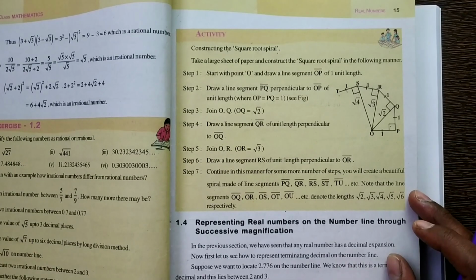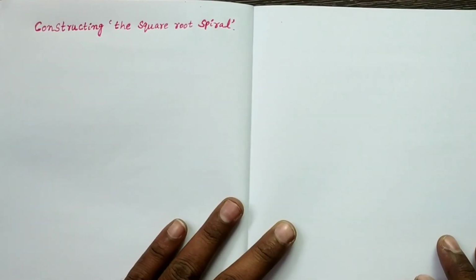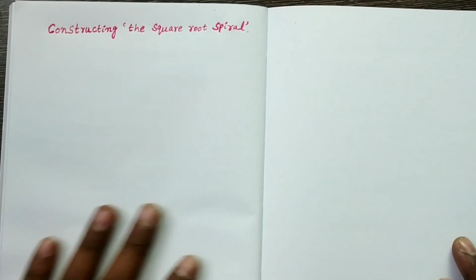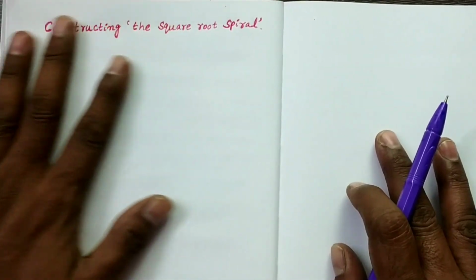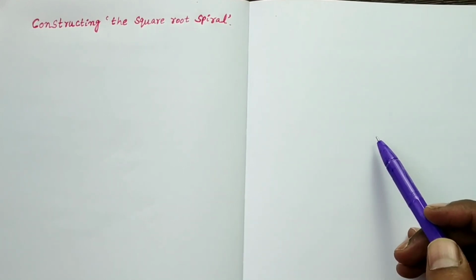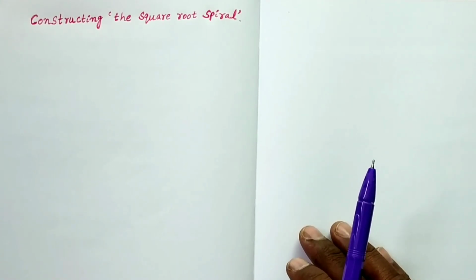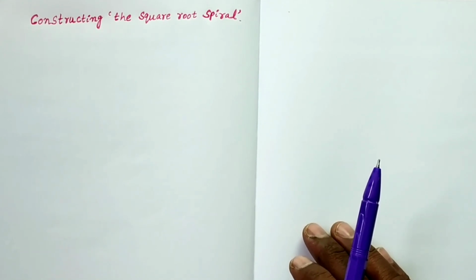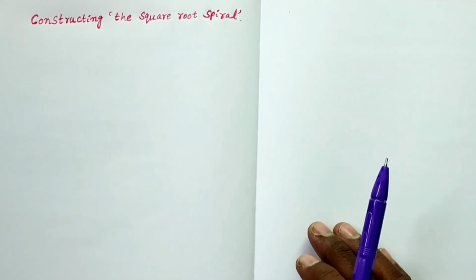Hi, this is Madhubabu. Constructing the square root spiral. By using right angle triangles, we can construct the square root spiral. First, you draw a line segment OP equal to 1 unit.